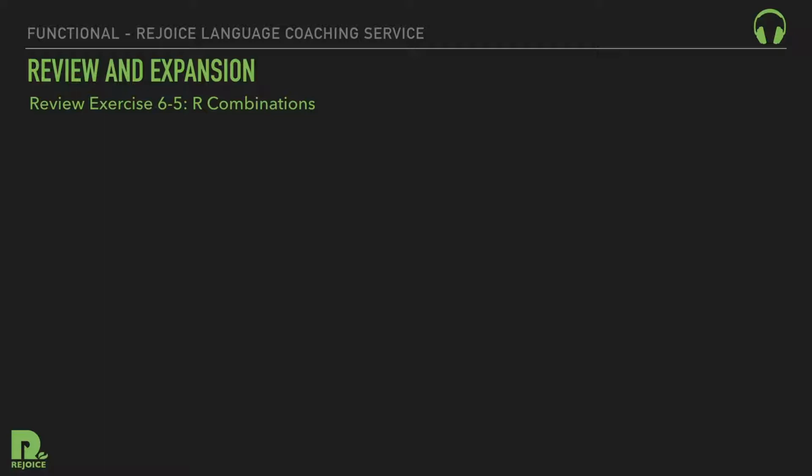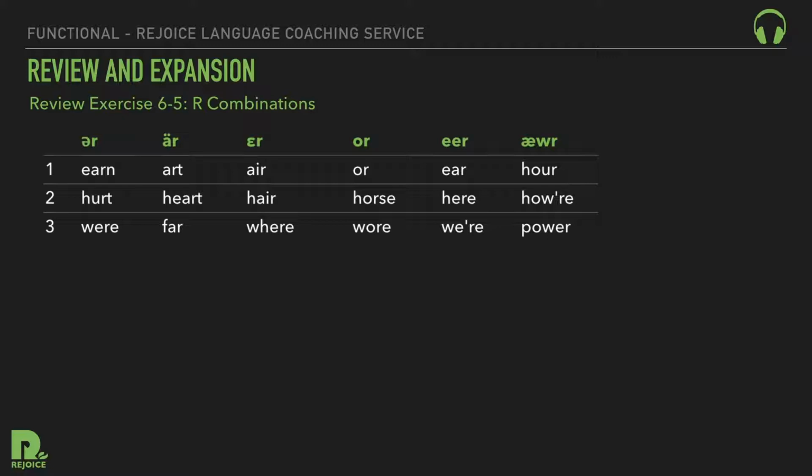Review exercise 6-5. R combinations. 1. Earn. Art. Air. Or. Ear. Hour. 2. Hurt. Heart. Hair. Horse. Hear. Hower. 3. Were. Far. Where. War. Weir. Power.